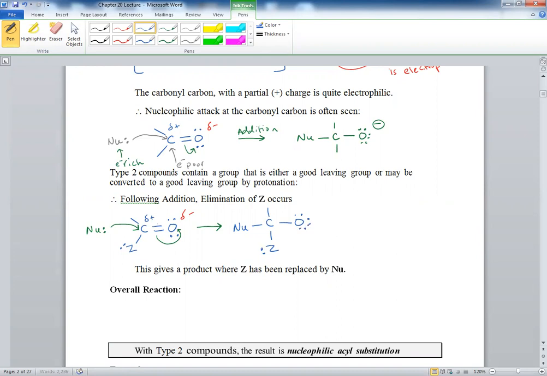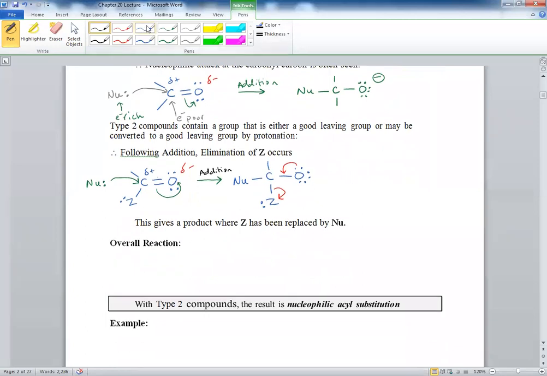So what's going to happen now that's different is that the carbonyl will form again by bringing these electrons down to form a pi bond between oxygen and the carbon, just like it was there before, and that results in expelling Z out. So you had an addition, but that addition is now followed by an elimination.